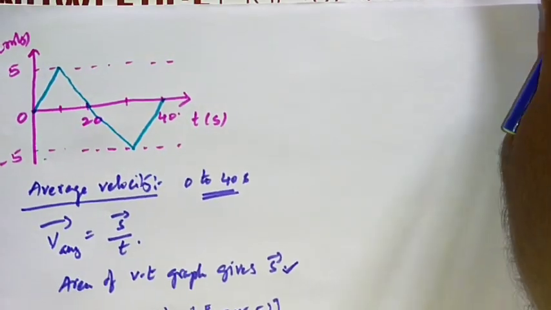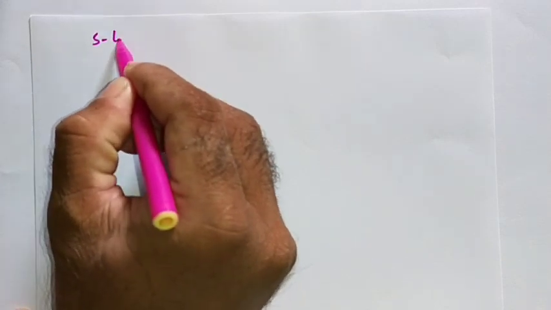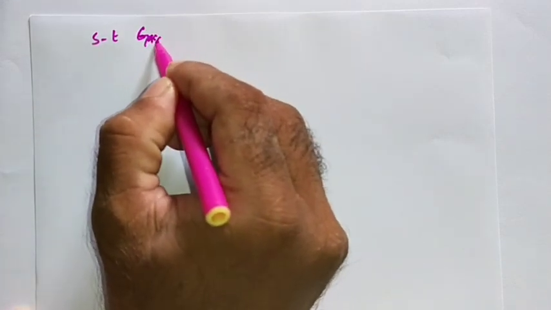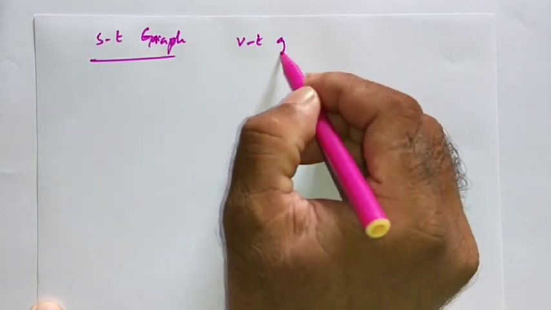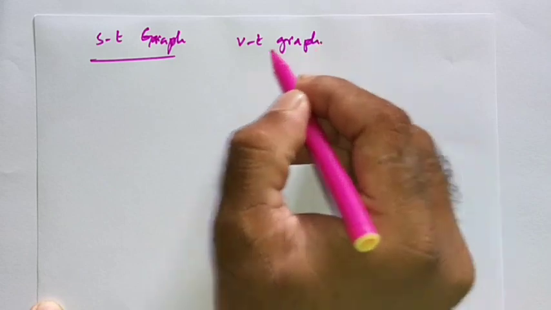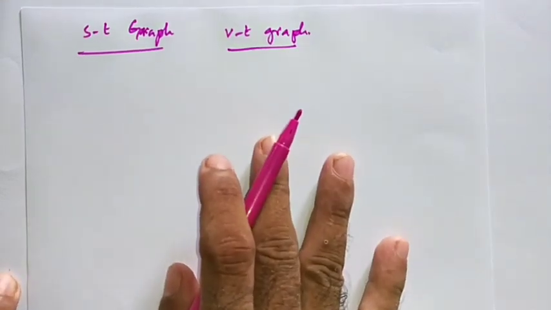Now today what we are going to learn is we are going to plot corresponding graphs. For example, if you have a distance time graph, what could be the corresponding velocity time graph? Let us see here. Okay, now let us see one by one. First let us see ST graphs. What will be its corresponding VT graph? Let us see that.